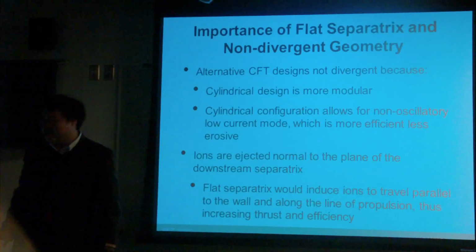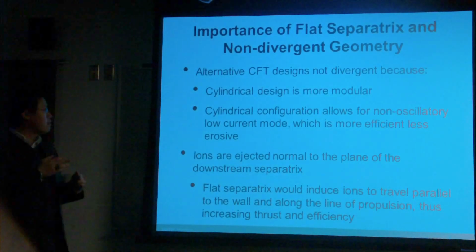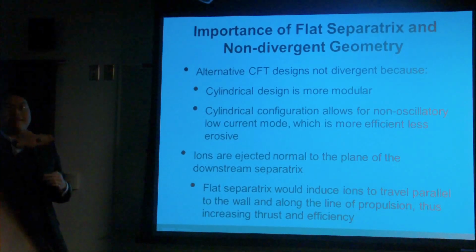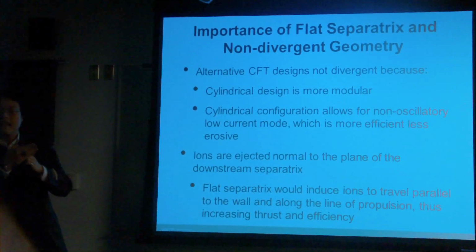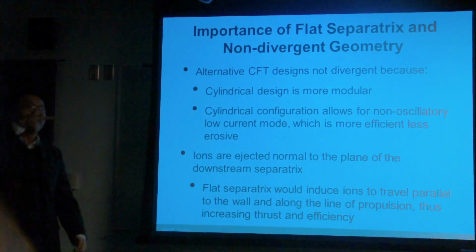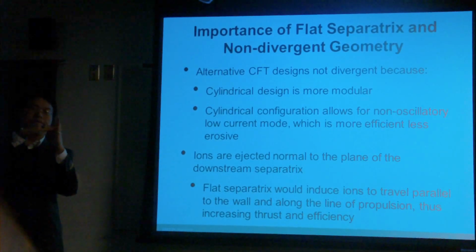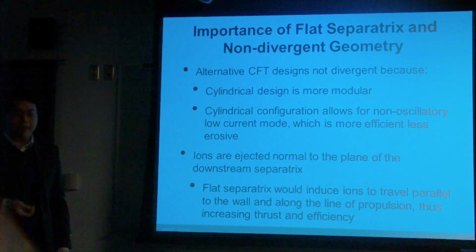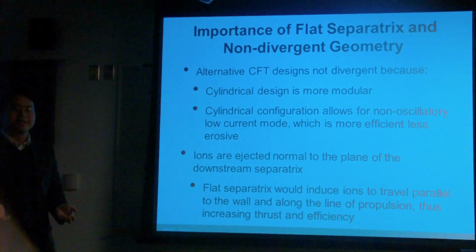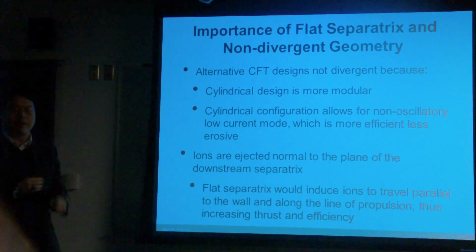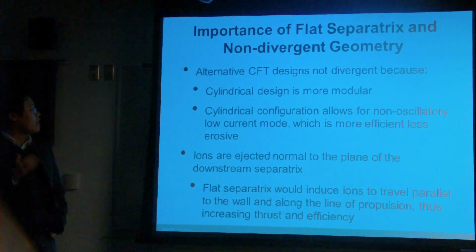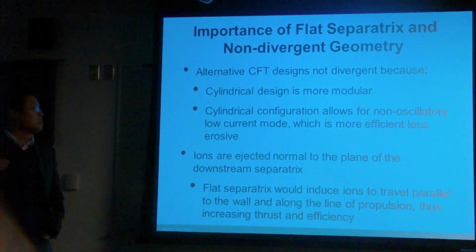The importance is due to the fact that you have your ions going out perpendicular to the plane of these separatrixes. So if you don't have a flat one, you have a spreading path for these ions, which is not optimal for performance. If you have a flat one, perpendicular to the surface and parallel to the path of the flow, then you would have optimal performance because you have the ions coming out directly in the path of the flow. So essentially, flat separatrix was a high priority in our design.